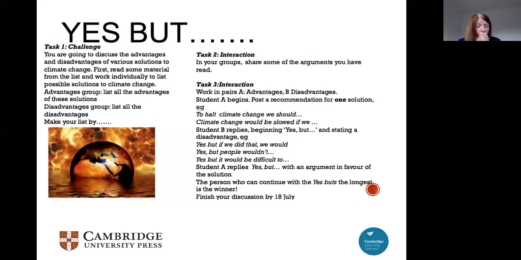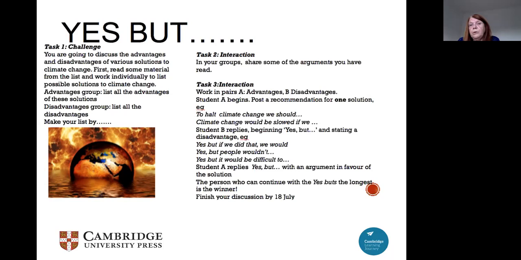And again, there's a deadline. So in the groups, the students first of all interact in the advantages group and the disadvantages group. Then you regroup them in pairs, again using a private message facility or breakout room. Each pair has one who's been working in the advantages group and one who's been working in the disadvantages group. So student A, advantages, begins.